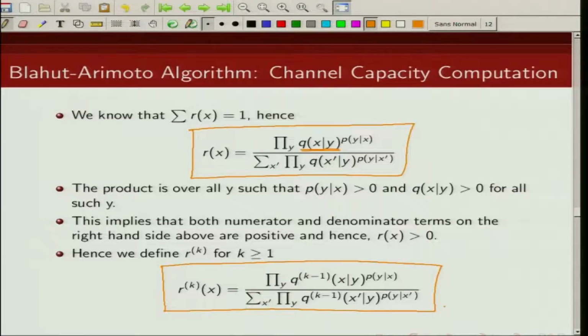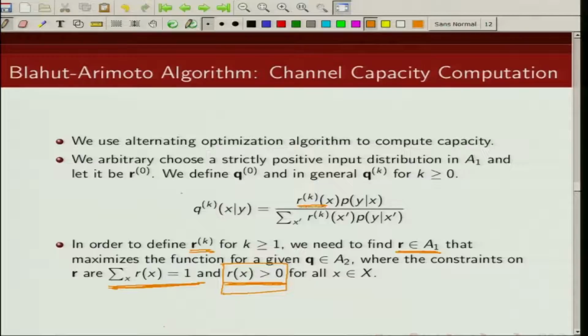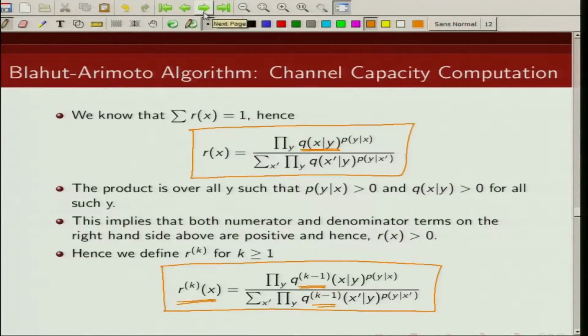So note now, we started with an arbitrary strictly positive distribution R0. We plug that in to get Q of 0. Now once we get Q of 0, we plug the value of Q of 0 here to get R of 1. Once we know R of 1, we make use of this expression to get Q of 1. Now once we get Q of 1, we will make use of this to get R of 2. So that's how we are proceeding.